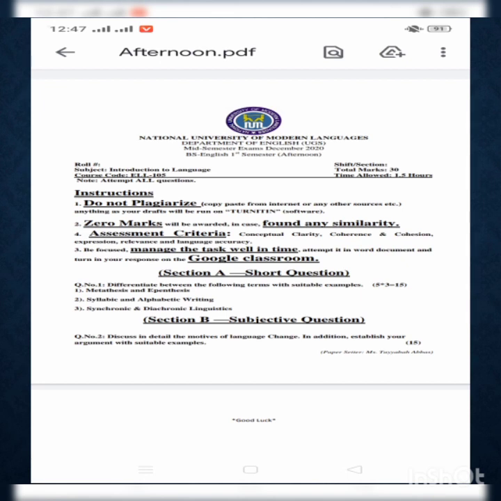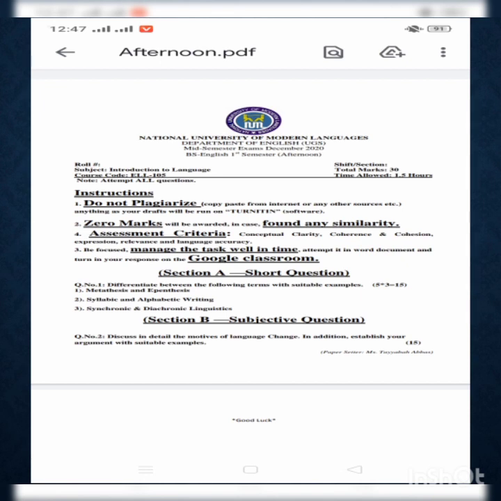Now this is the paper of Introduction to Language. So it has two sections, section A and section B. Section A contains short questions and section B contains a long question, a subjective question. So section A, question number one, differentiate between the following terms with suitable examples. The first one is differentiate between metathesis and epenthesis, and second is syllabic and alphabetic writing. Third is synchronic and diachronic linguistics.